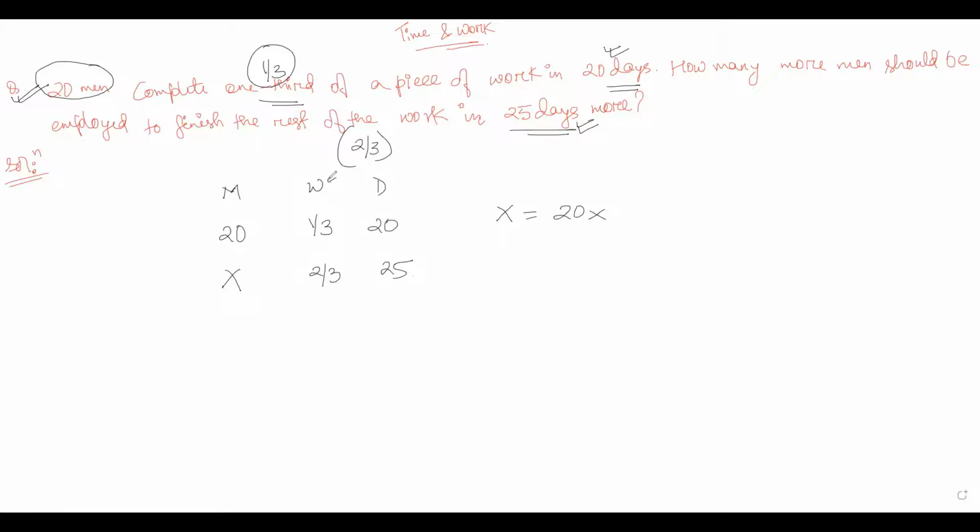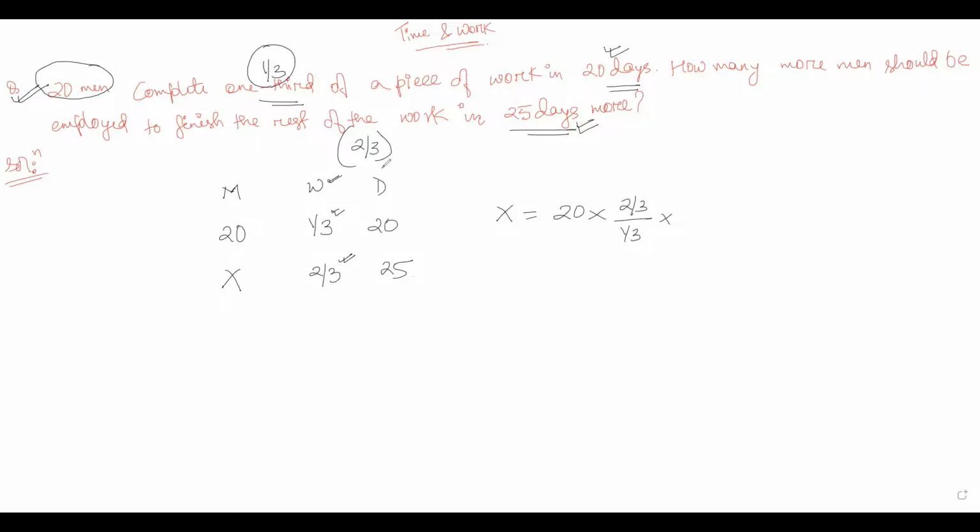Now the work that had to be completed initially was 1/3 of the work. Now we need to complete 2/3 of the work. So we can say that the work has doubled. So we need to multiply with a ratio which is more than 1. So this would be 2 by 3 upon 1 by 3.